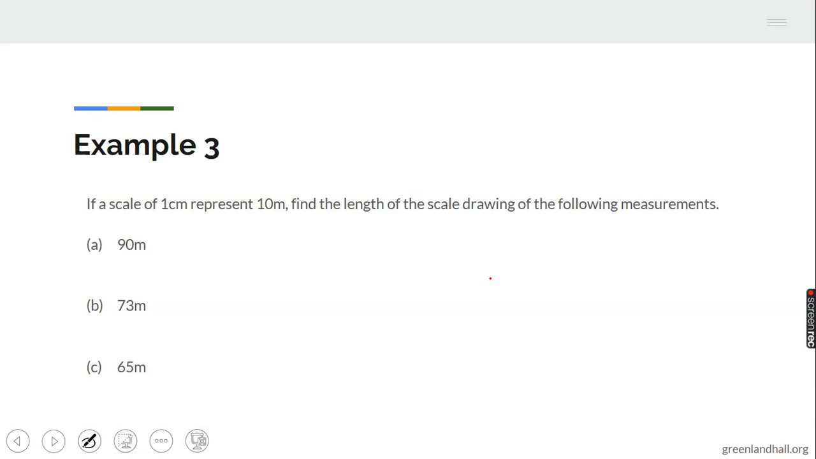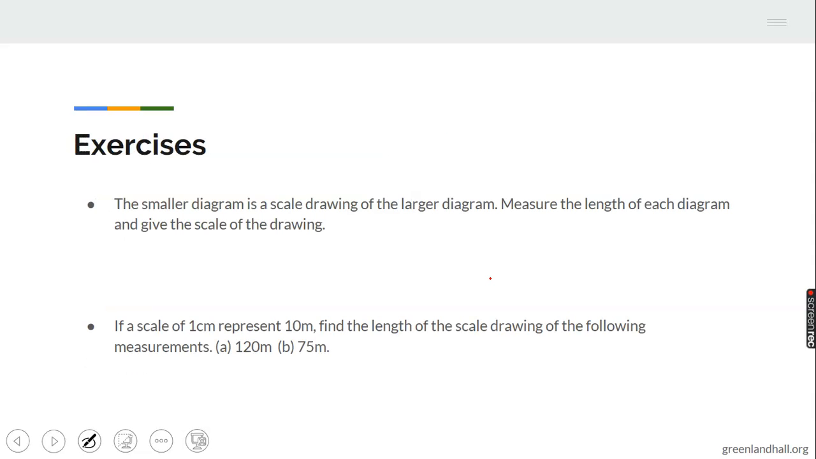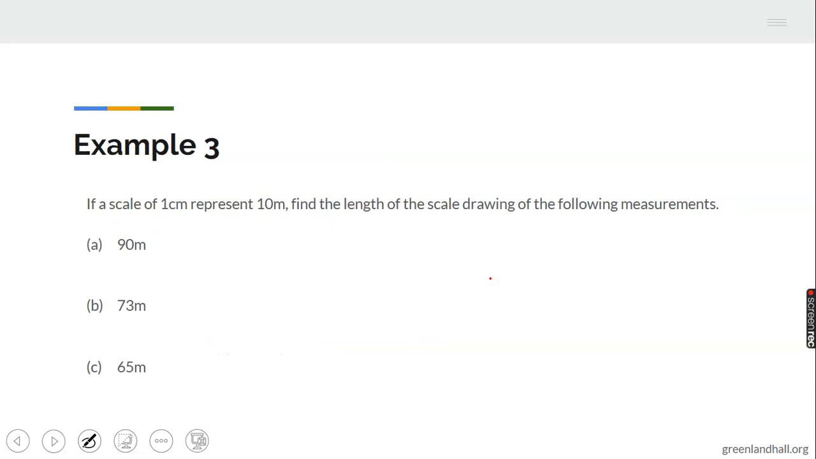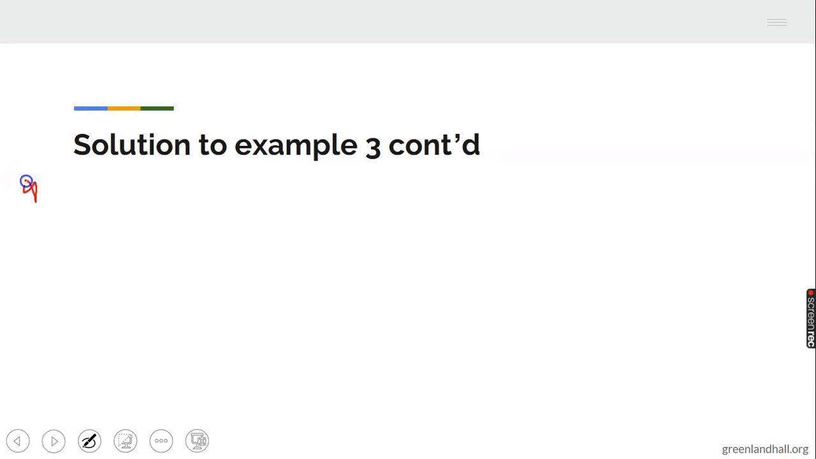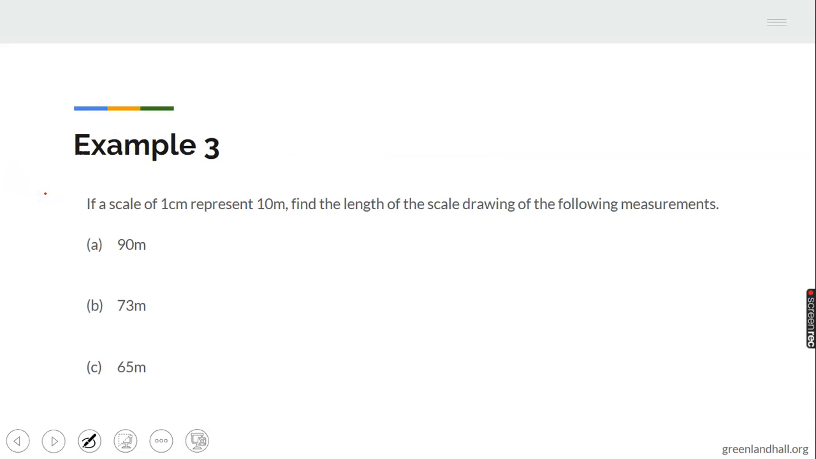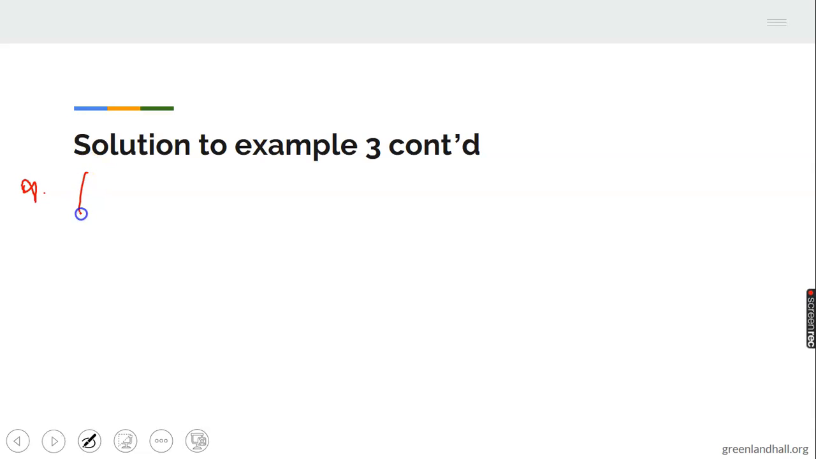If a scale of 1 centimeter represents 10 meters, find the length of the scale drawing of the following measurements. We have 90, 73, and 65. Now, let's start from the first one. We have 90, which is question A. We know that 1 centimeter represents 10 meters. So, if you're having 90 meters, 90 meters will be equivalent to what? 9 centimeters. That is that.